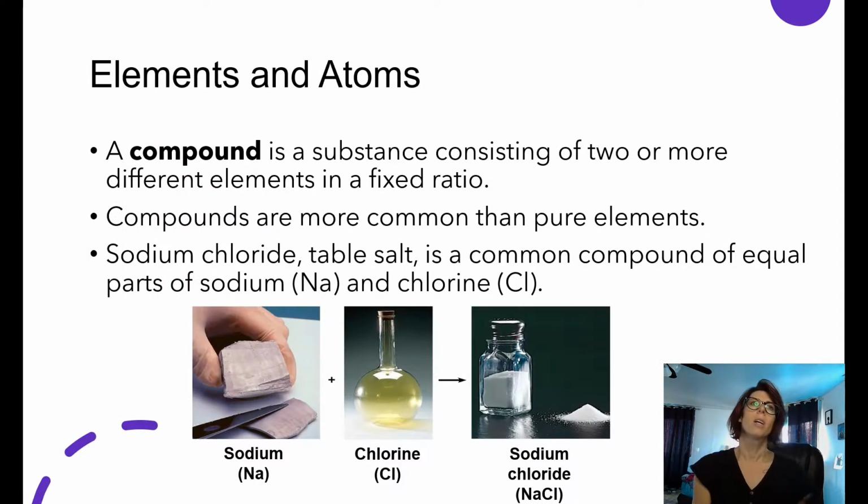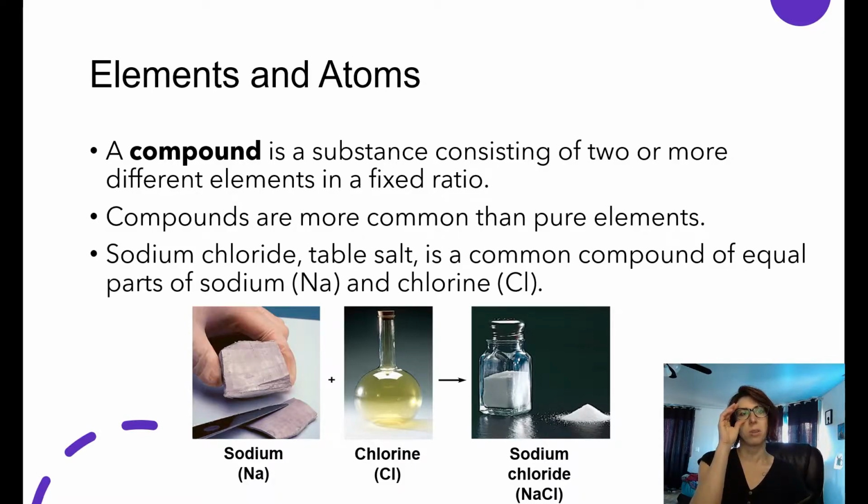All right, so a compound is a substance that consists of more than one element in fixed ratios to each other. Compounds are more common than pure elements. So an example of a compound would just be table salt. Sodium chloride, that's table salt.